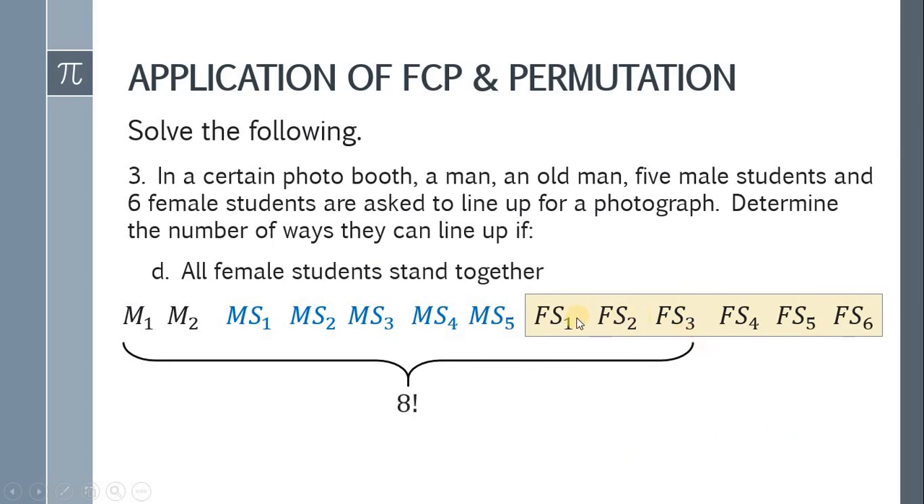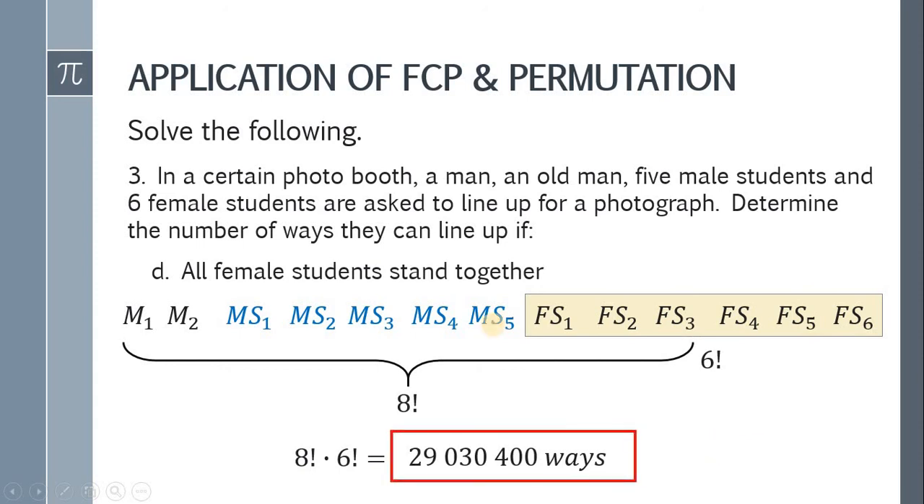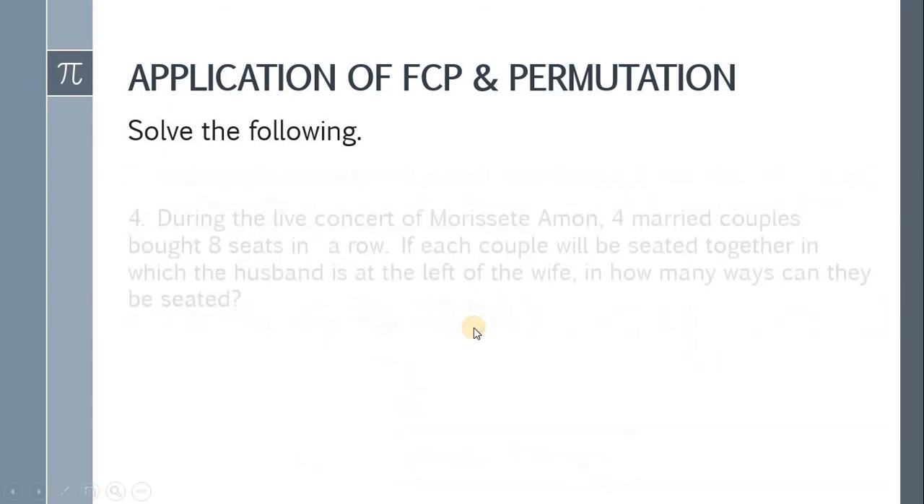Now, tandaan na yung 6 na female students ay pwede pang magpalit-palit ng posisyon. Now, ilang ways nila pwedeng gawin yon? So, we have 6 factorial ways. Now, according to fundamental counting principle, we have 8 factorial times 6 factorial different ways or simply 29,030,400 different ways nila pwedeng gawin yon. And we're done. Now, let's move on to question number 4.